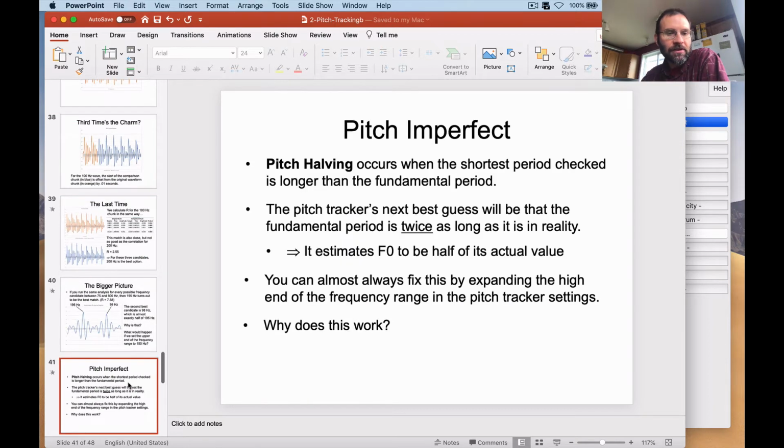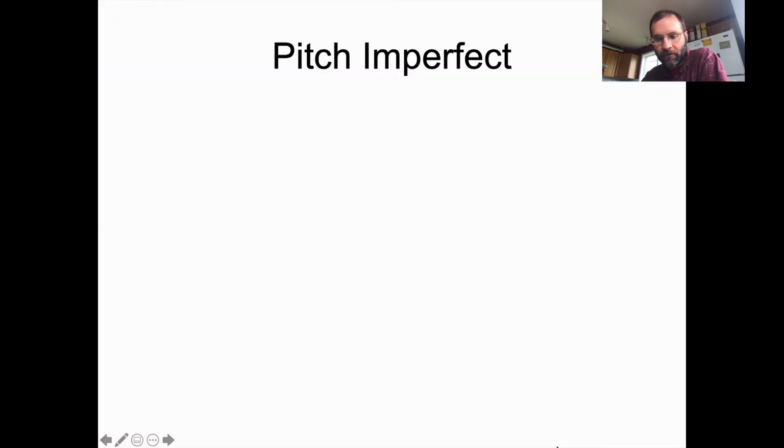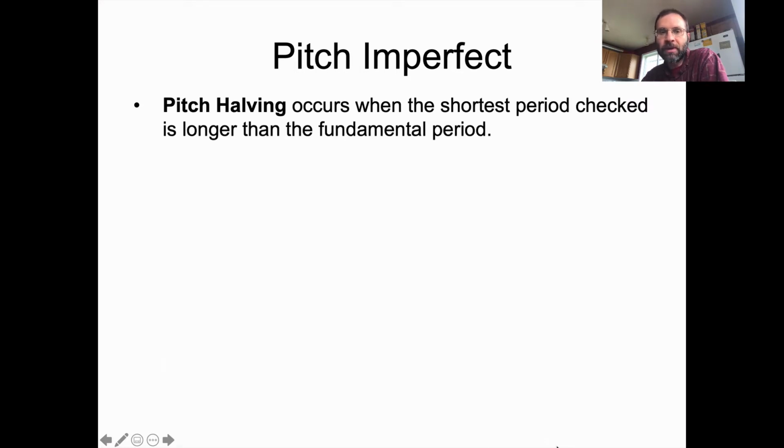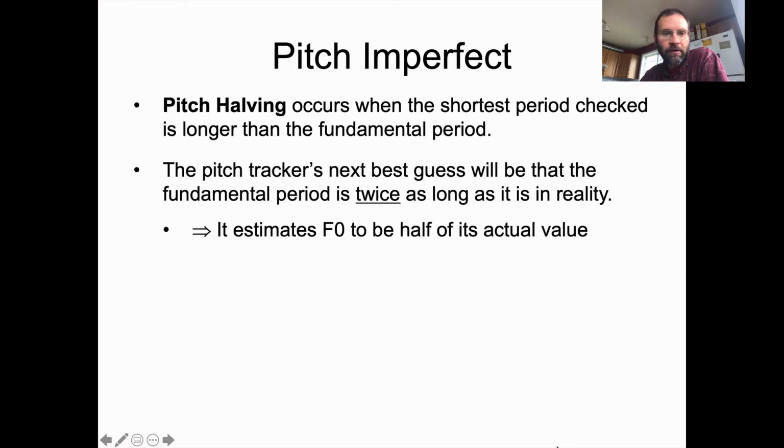And if that happens, if you put the top end of the frequency range for the pitch tracker too low, you get this phenomenon which is called pitch halving. It occurs when the shortest period checked is longer than the fundamental period in your complex waveform. So the pitch tracker's next best guess will be that the fundamental period is twice as long as it is in reality. And if that fundamental period is twice as long as it is in reality, then it's going to estimate F0 to be half of its actual value, because twice as long of a period is half as much of a frequency.